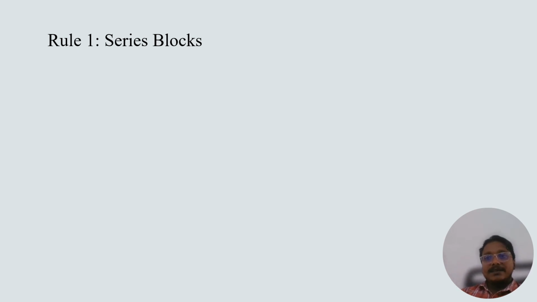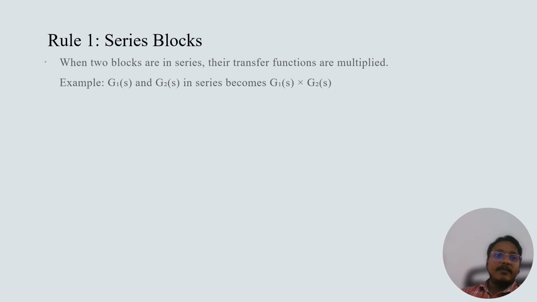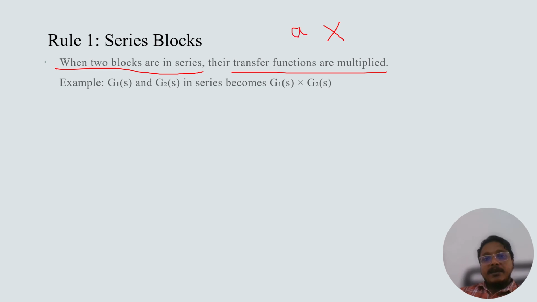So rule one is for series blocks. What it means is, when two blocks are in series, as I showed you, two bulbs are in series, let's take it that one bulb is related to one block. Then the transfer functions are related, and what I need to do is multiply. For example, let's say A and B, then the final output will be related to AB.